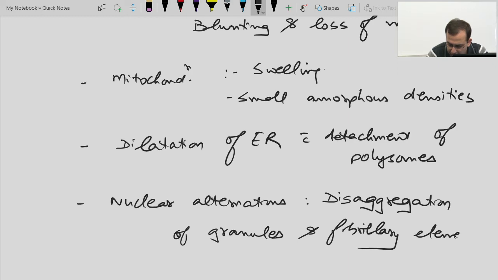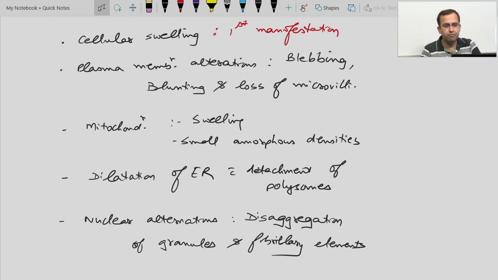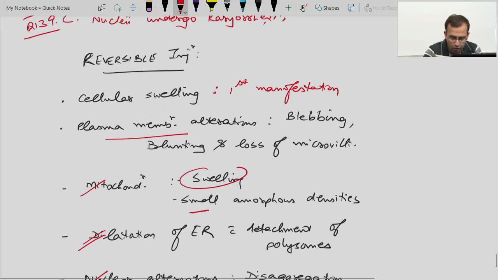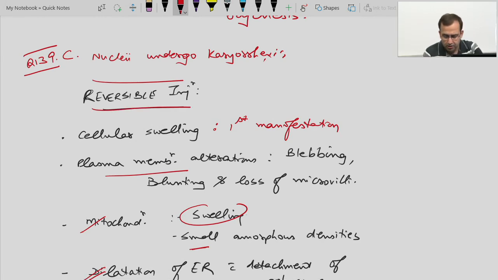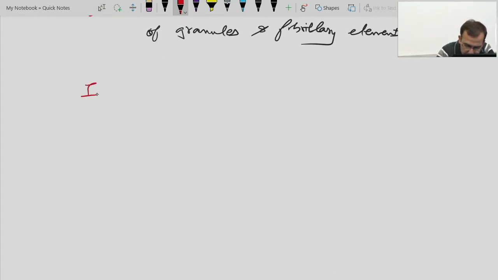It is extremely easy. The first manifestation was cellular swelling. Others are plasma membrane changes, blebbing, blunting, and loss of microvilli; mitochondrial swelling and small amorphous densities. It is not large, it is small amorphous densities; dilatation of endoplasmic reticulum and detachment of polysomes; and the nuclear alterations. All these are reversible changes, versus irreversible changes, which was asked in the paper.